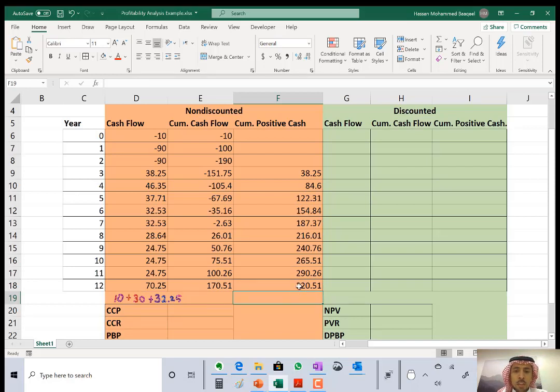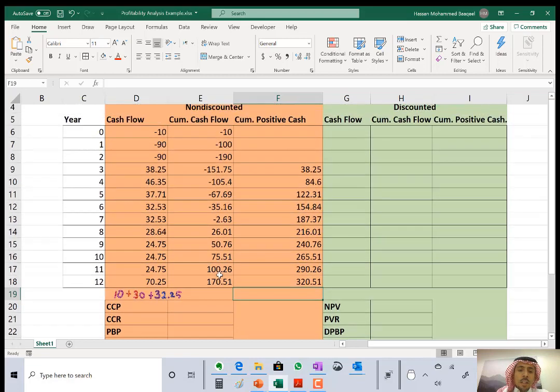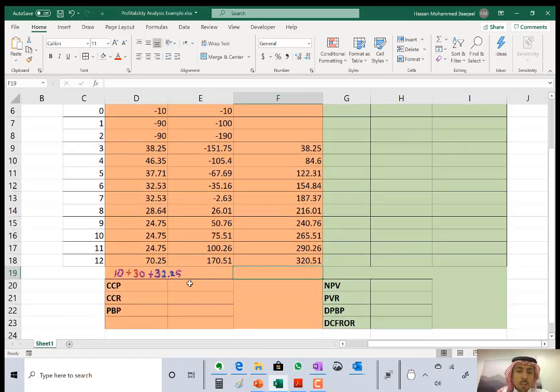And that's how much generated cash I have accumulated in each year. Okay, so far so good. All right. Now we're done with the columns we need for non-discounted analysis. Let's talk about the criterias or the criterion.